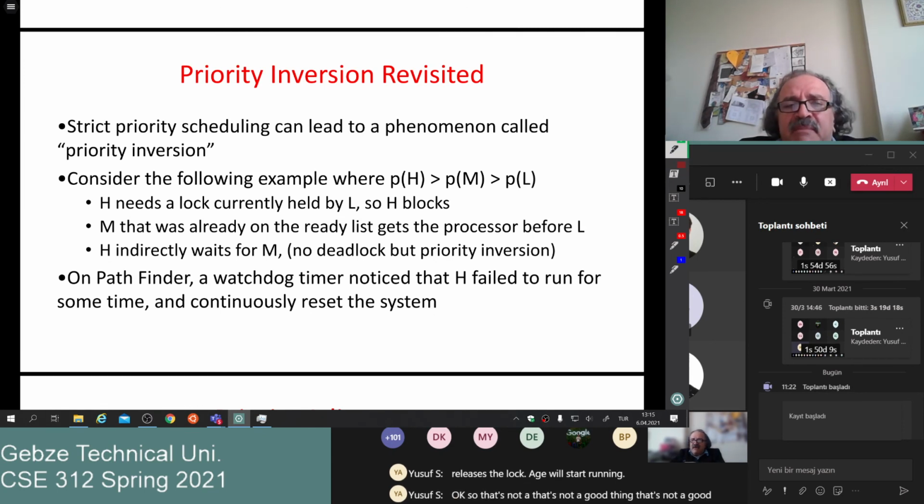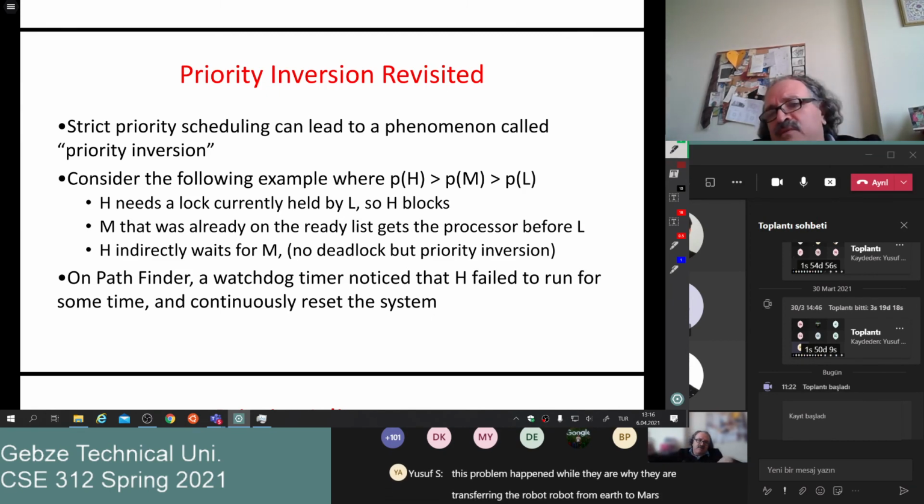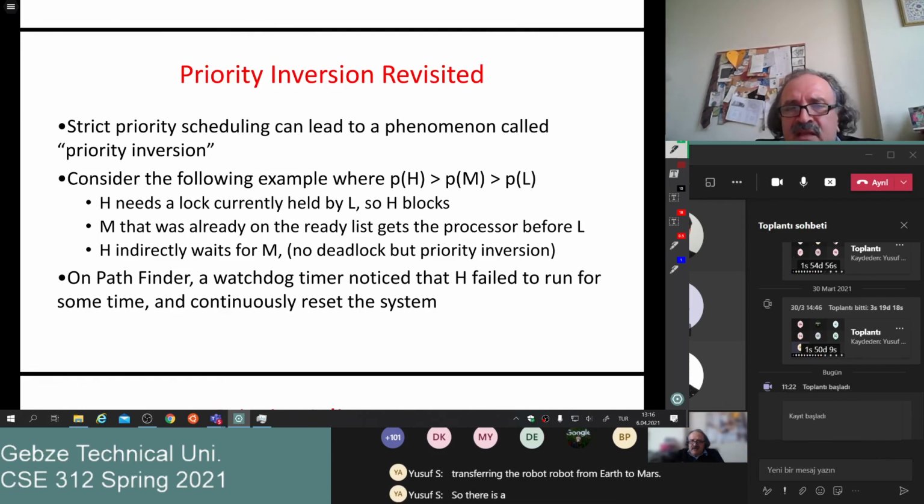And this kind of stuff happened on real operating systems. One interesting case was on the Pathfinder, which is one of the Mars missions, like 15 years ago maybe. Luckily, this problem happened while they were transferring the robot from Earth to Mars. As you know, there is a very large distance between Earth and Mars. The travel takes months.